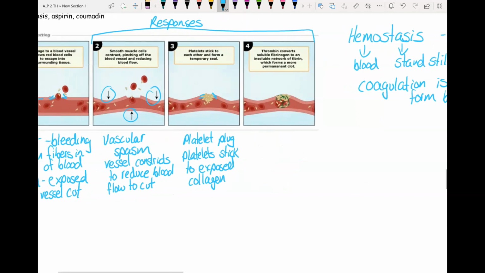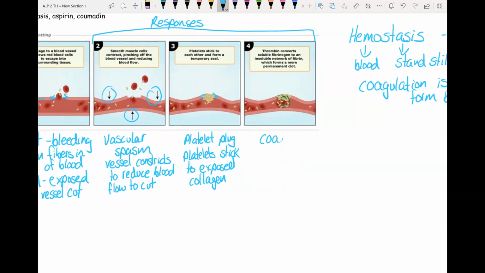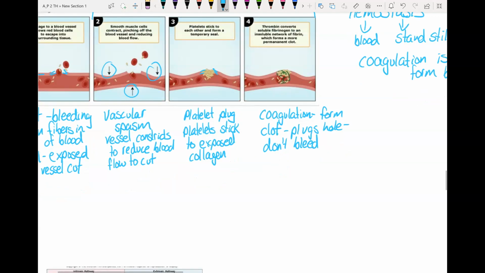Then the last thing that happens is coagulation. You form a clot. And then this clot plugs up that hole, and then you're no longer bleeding. And then you can begin the healing process. So we're going to look more at the blood clot and how that forms.